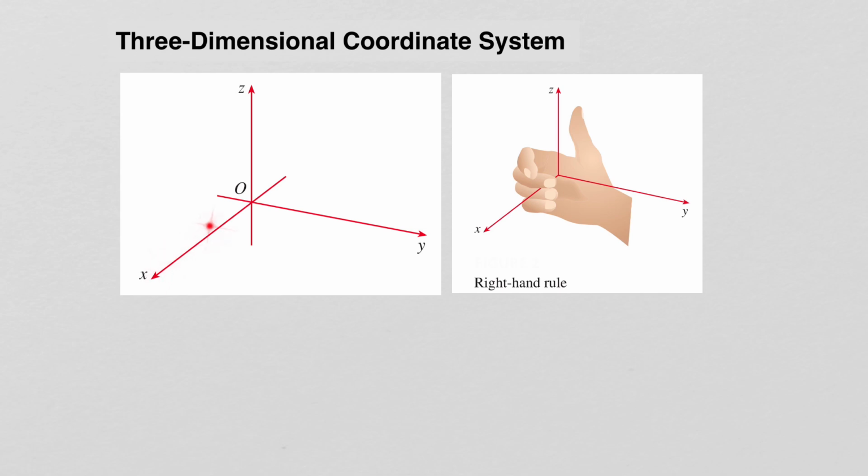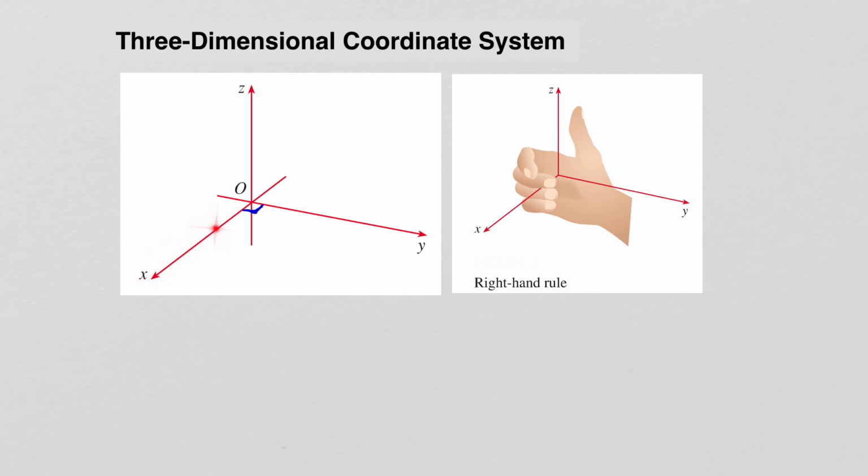We have a number line here, which I'm going to call the x-axis, a number line here, which is the y-axis, and these two lines are perpendicular to each other, even though it kind of doesn't look like it. There is a right angle here. And then we have a z-axis, a third axis, which is perpendicular to the other two axes.